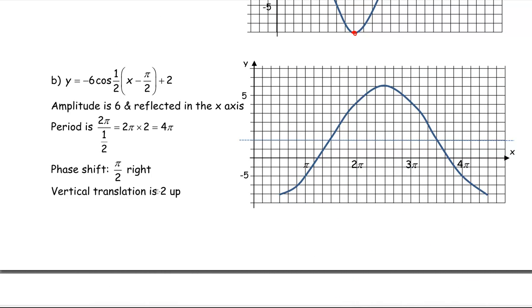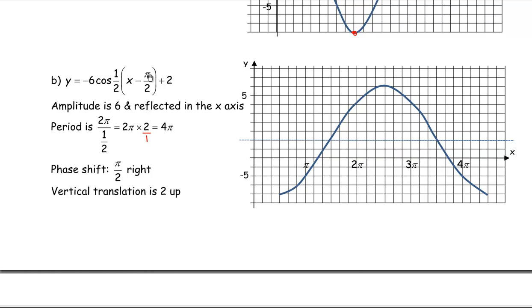For question B here on this page, the 6 is the amplitude, and the negative means it's also reflecting over the x-axis, so it's a negative cosine graph. The period we get by taking the half and dividing it into 2 pi. So 2 pi divided by half is the same as 2 pi times the reciprocal of a half, which is 2. If you want to put 2 over 1 here, you can to see the full reciprocal, but you don't really need to put the 1 there. 2 pi times 2 is 4 pi. 4 pi over 1 is still 4 pi.